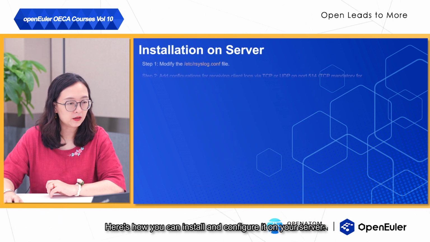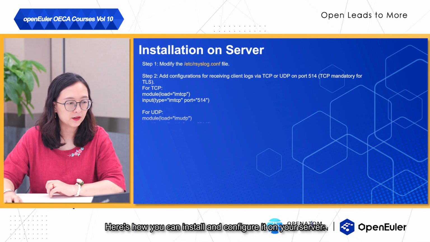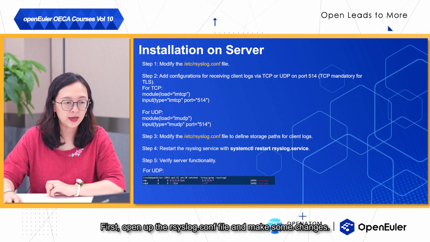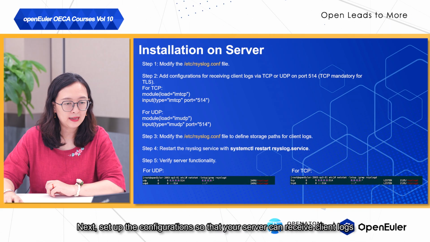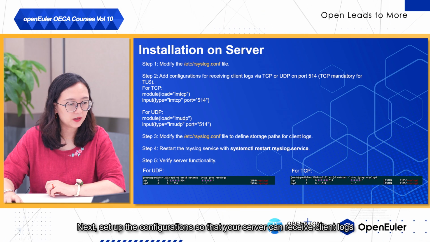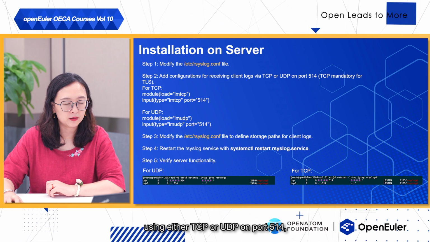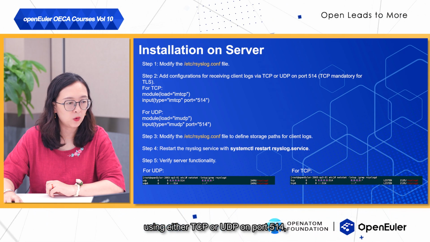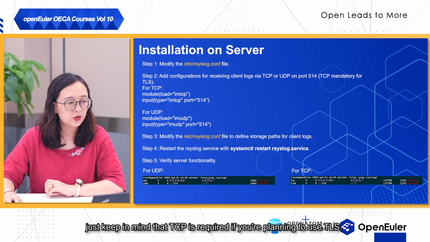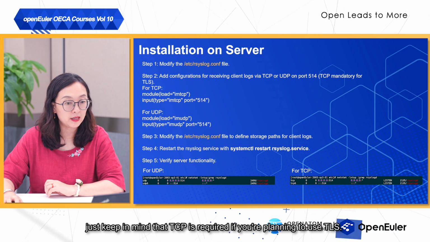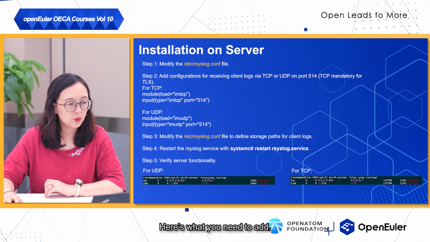Here's how you can install and configure it on your server. First, open up the rsyslog.conf file and make some changes. Next, set up the configurations so that your server can receive client logs using either TCP or UDP on port 514. Just keep in mind that TCP is required if you are planning to use TLS. Here's what you need to add.